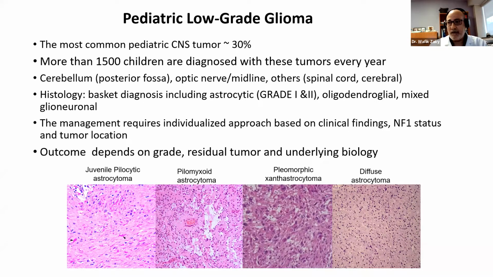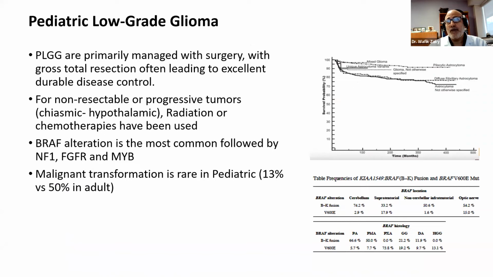Below are the four different astrocytomas commonly encountered in children. Pediatric low-grade gliomas are primarily managed with surgery, with gross total resection often leading to excellent durable disease control. For the non-resectable ones, or those with progressive tumor after resection, radiation or chemotherapy have been used to improve disease control.